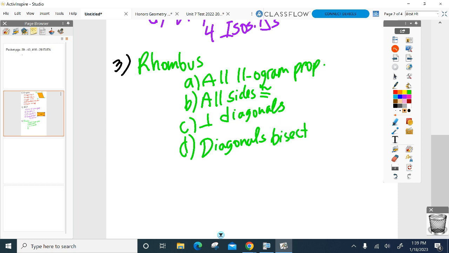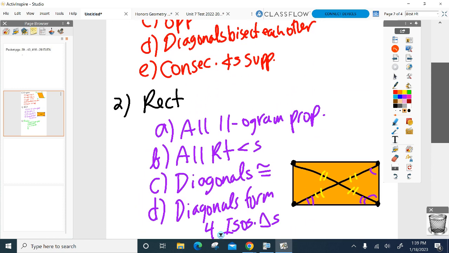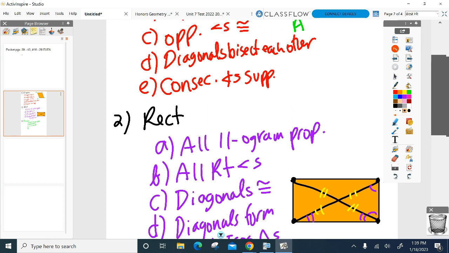Everyone in diagonals, you know what I mean by bisect the angles, right? The angles they're drawn to, they bisect. Bisect angles. Good work. Last one I'm not going to put up here is what, though? Square. Why am I not going to put it up? Because I don't feel like rewriting every single property that's already up here. Square has everything.